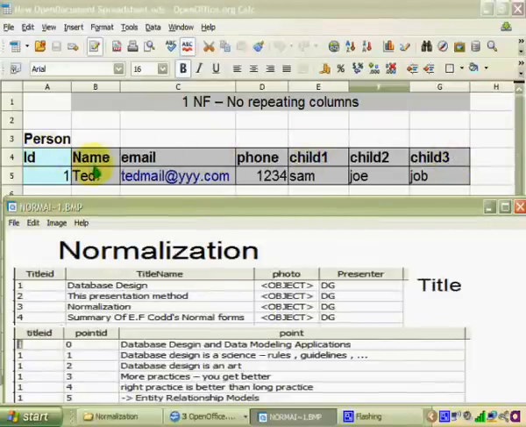So ID, name, email, phone are not repeating columns. Child 1, child 2, child 3 are repeating columns because you are repeating the child column 3 times. So you can directly see the problem with this design. This is violating the first normal form because there are repeating columns. The child is a repeating column.